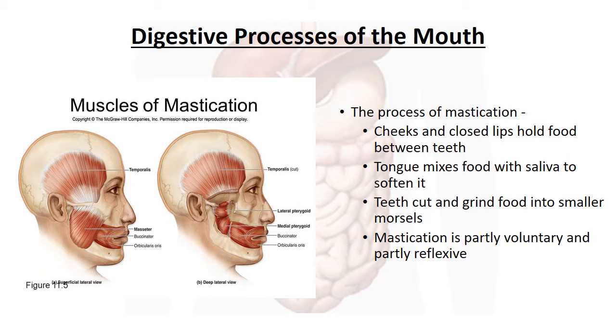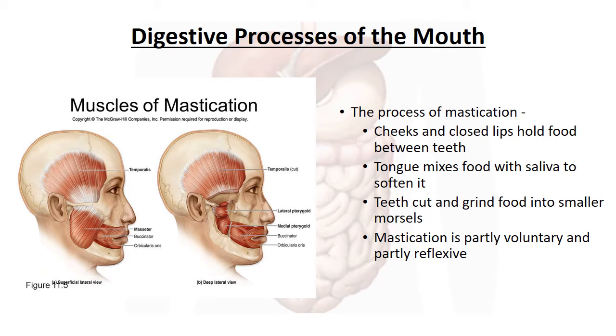All right, so now let's talk about the process of mastication itself. If you take it apart, you already understand how this works, okay? But with it written down, what we see is that the cheeks and lips have to be closed in order for you to chew and the food stay in your oral cavity proper. The tongue mixes the food with saliva and helps to soften it. And then, of course, your teeth grind the food into smaller morsels.